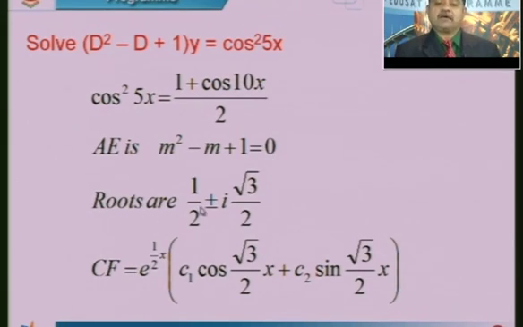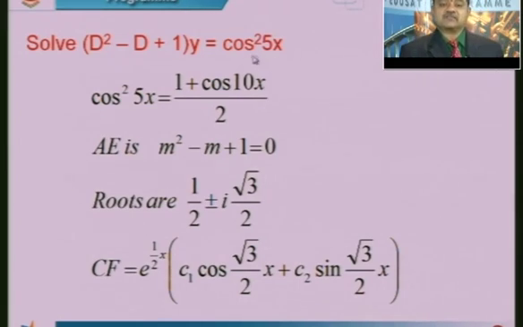It will become 1 by 2 plus or minus i root 3 by 2. Complex roots, so I can write the complex root form as CF equals e power 1 by 2 x, C1 cos root 3 by 2 x plus C2 sin root 3 by 2 x. This is the complementary function of the given equation. Now, let us go to the particular integral.